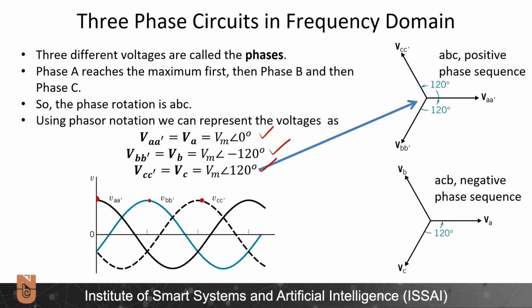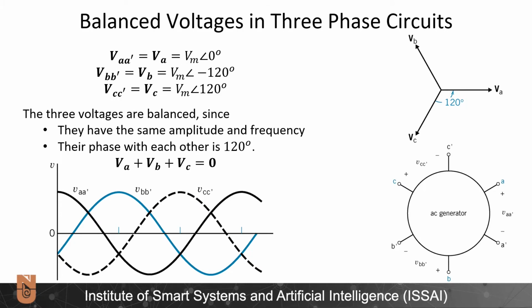In this specific case with VA, VB, and VC, we call these three voltages balanced since they have the same amplitude Vm and they have the same frequency, and also when we add them together, we end up with 0. In other words, these three vectors VA, VB, and VC added together give us the 0, which means that the voltages are balanced.